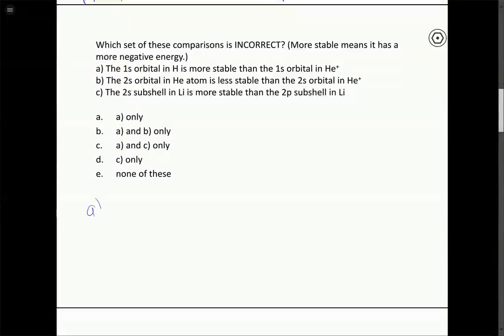So for A, we're asking if the 1s orbital in hydrogen is more stable than the 1s orbital in helium plus. Hydrogen has one electron, helium plus also has one electron. The difference between hydrogen and helium plus is the number of protons in the nucleus. So from the Bohr equation, remember, the energy is given by minus 2.18 times 10 to the minus 18 joules, and then there's also this Z squared term, which I didn't mention before, which is not important for hydrogen because Z equals 1, and then you divide that by n squared. So Z is the number of protons in the nucleus, and the number of protons in the nucleus will influence the subshell energy.